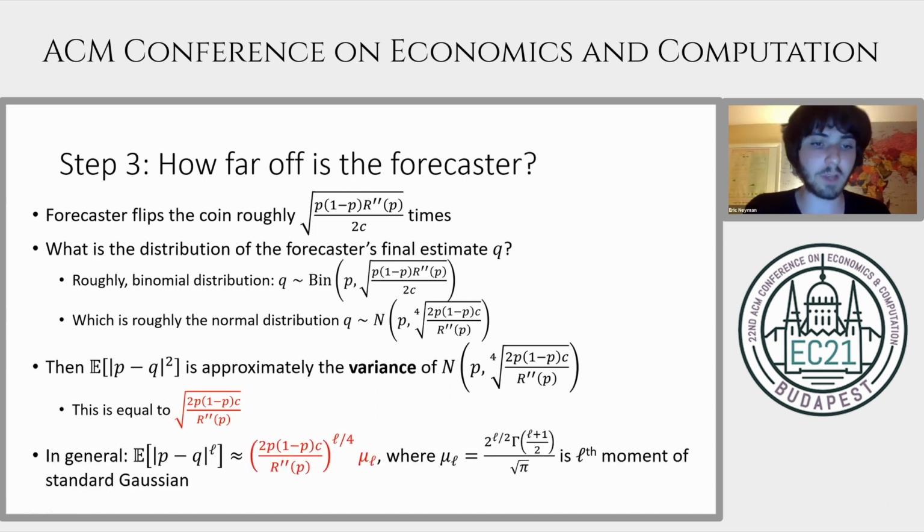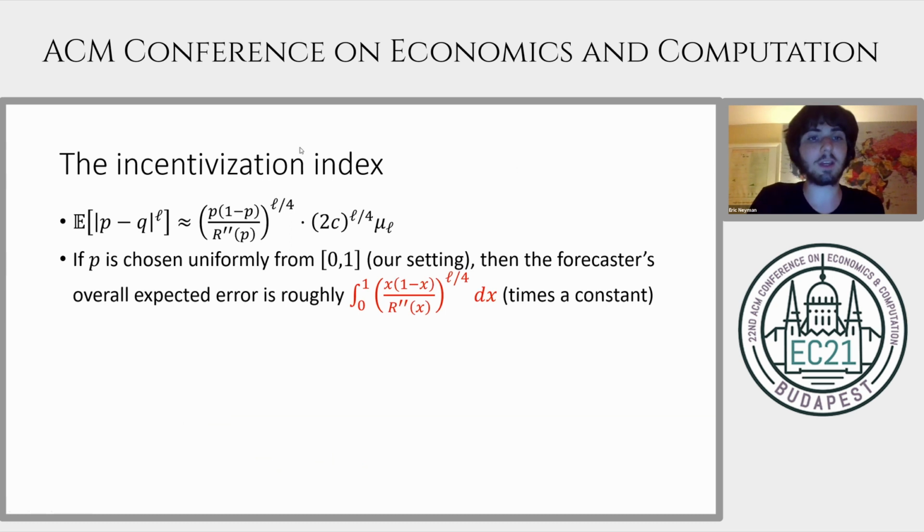And in general, if you care about the expected ELF power error of the expert's error, then that is equal to the ELF moment of this distribution, which is this value in red right here. So let's run with this generalization and think about this expected ELF power error. Now, remember that in our model, p is chosen uniformly from 0, 1. Which means that the forecaster's overall expected error is equal to the integral from 0 to 1 of this expression.